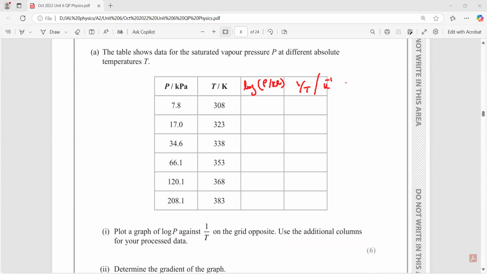What is the first value? Log 7.8. So it is log, so don't be confused with ln and log. Ln is different. It is also a log, but one is called natural log and the other is the log with a base 10. So just take 7.8, 17.0, 34, 66, write the numbers here and take 1 over T here.